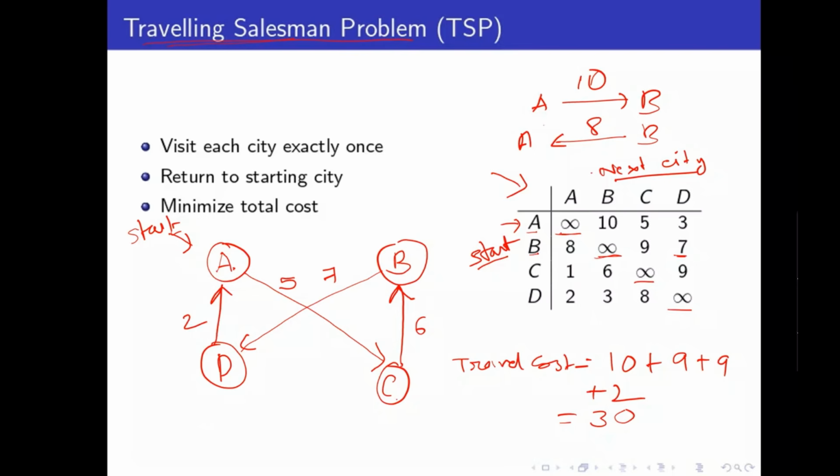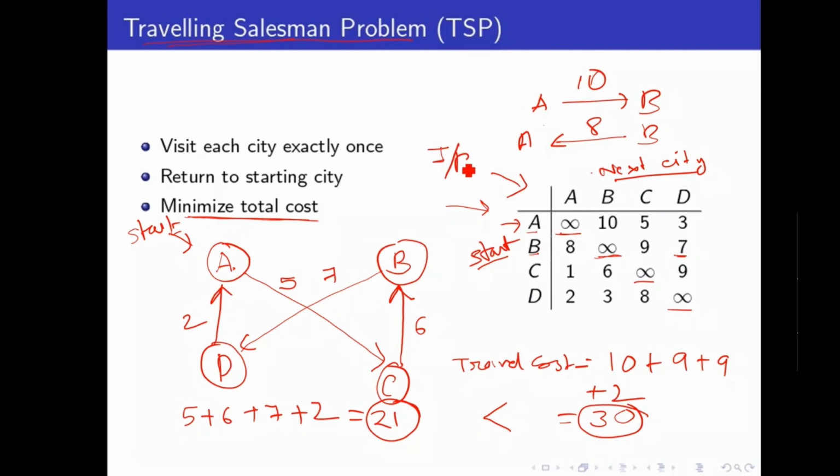So what is the total travel cost here? 5 plus 6 plus 7 plus 2. So that is 11, 18, 21. So you can see this is a lesser cost tour than this one. So like that, there can be many tours. You have to find the minimum cost tour. That is the traveling salesman problem. So input is this matrix, output is the tour and its cost, which will cost minimum.